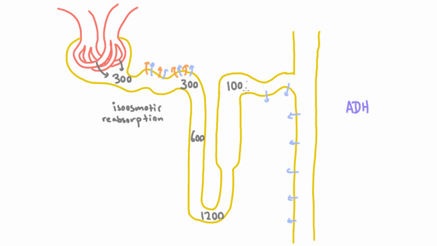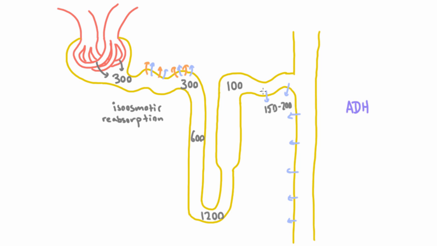Well, the reason is the concentration here is so low, it's in fact much lower than plasma, that even if the interstitium here had a concentration lower than plasma, let's say maybe 150 or even 200, that would be enough to draw water out of this super dilute fluid. So you can actually start concentrating the urine here. It's just that you could never get it to 1200 here alone.